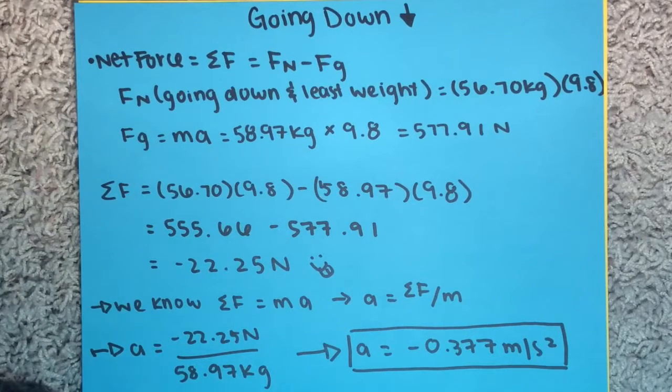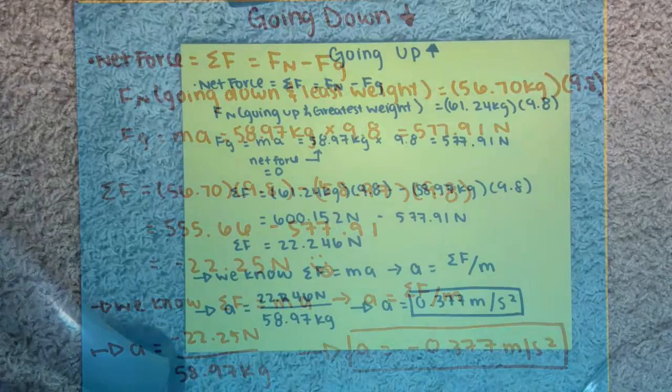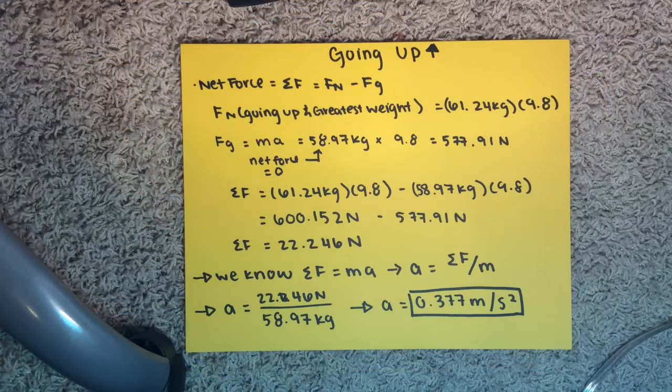Using our data, we get negative 22.25 newtons divided by 58.97 kilograms, which is equal to an acceleration of negative 0.377. This confirmed our negative acceleration. Although theoretically acceleration should have been the same going up and down the elevator, as there is a set speed that the elevator should be going at, we still wanted to see if our data confirmed this.